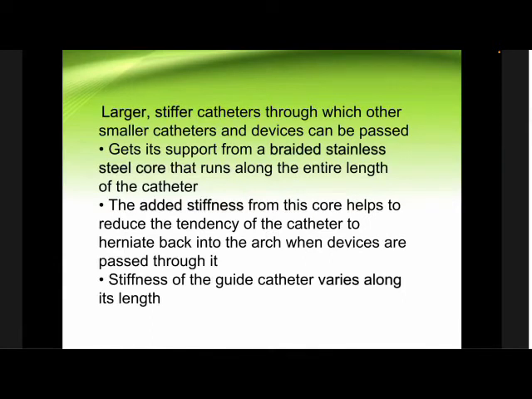So these guide catheters are usually larger, stiffer catheters through which smaller catheters and devices can be passed. It usually gets its support from the braided stainless steel core that runs along the entire length of the catheter. This added stiffness from the core helps to reduce the tendency of the catheter to herniate back into the arch when the devices are passed through it.